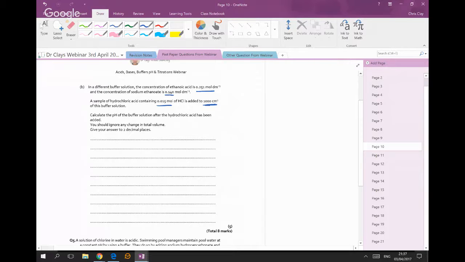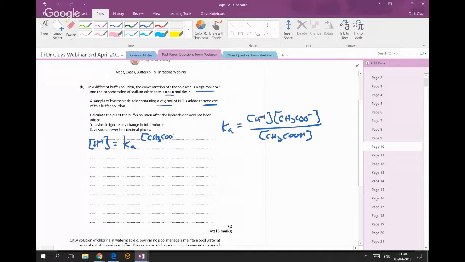So again, we've got Ka is equal to the concentration of hydrogen ions times CH3COO minus, the salt, over the acid. So we're going to rearrange for the concentration of hydrogen ions is equal to Ka times the acid over the salt. Now, when we're doing these, because we've got a constant volume, we can reduce this to moles of CH3COOH and moles of CH3COO minus. Okay, so that makes our calculations much more simple.